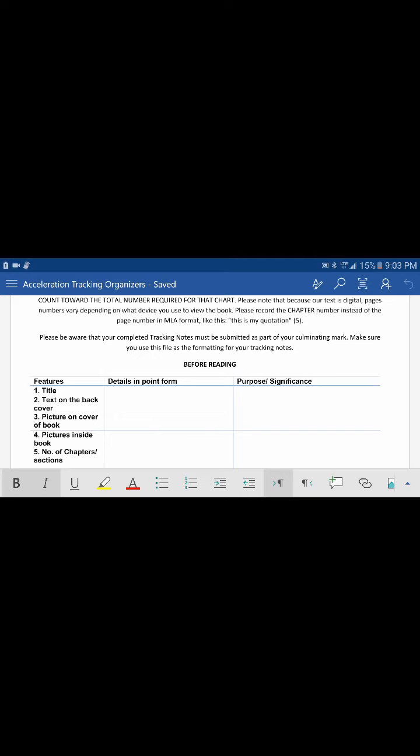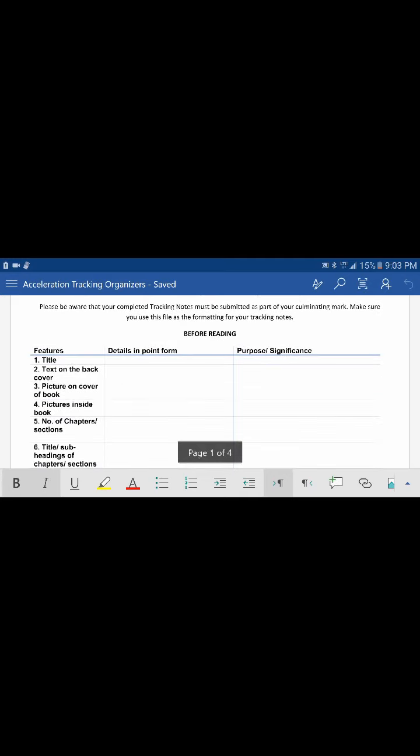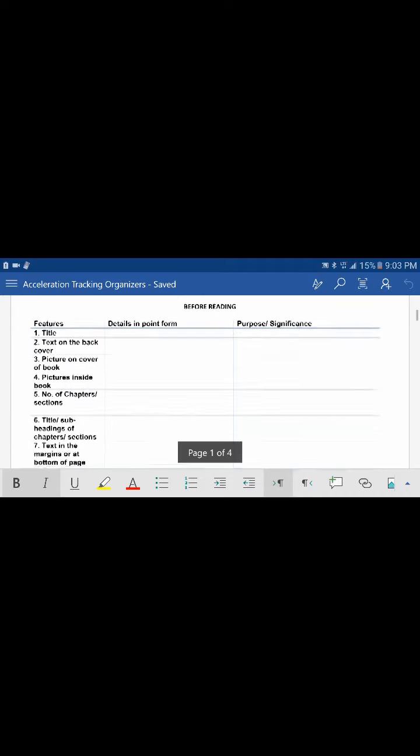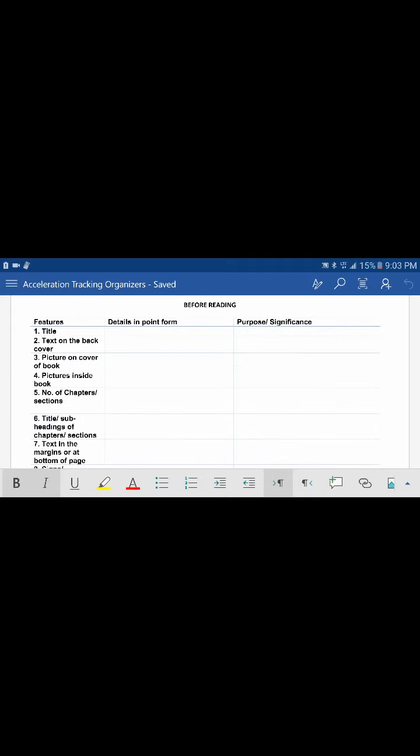So the next thing is to make sure that you're doing the charts when it indicates on this document. So you'll see this chart here says before reading. So essentially you're going to get the text, you're going to take a look at it without actually reading it, and then you're going to fill in the points here. So for example, the title of the text on the back cover, the picture on the cover of the book. So you might not be able to see the back cover, that's fine. You just write NA, not applicable. So you'll see that there's two columns. There's details in point form. So you're using bullet points here to just put brief things about it.